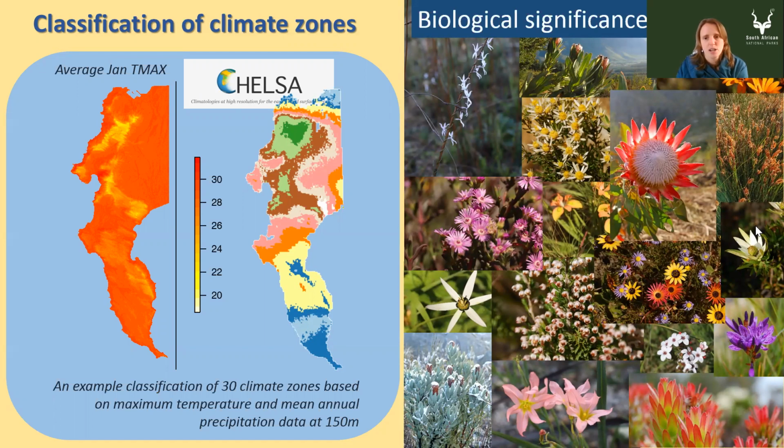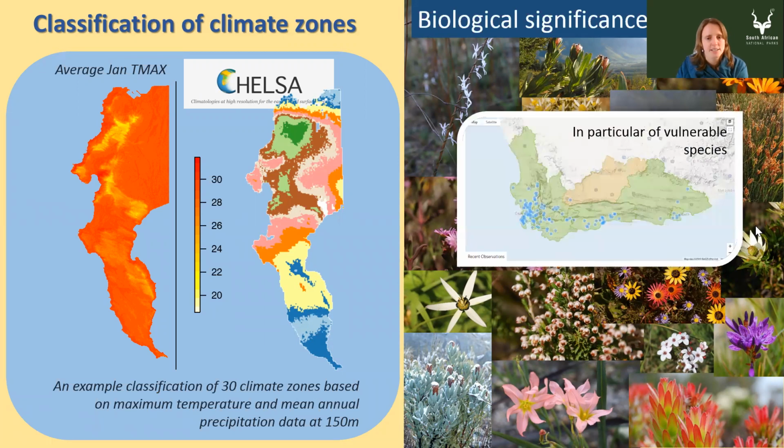And to do this, we required a database of the species that occur across the peninsula, and we need to know where they occur and which ones of them are vulnerable. And this sounds very straightforward. You just ask someone for the data.